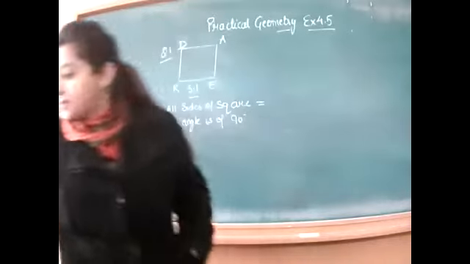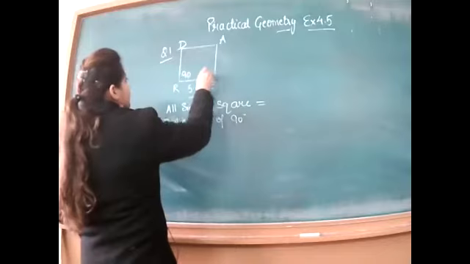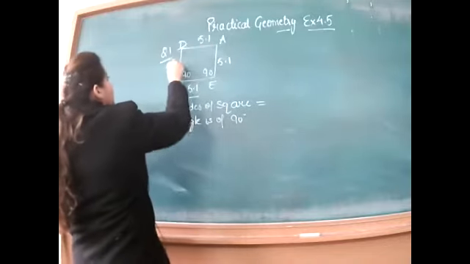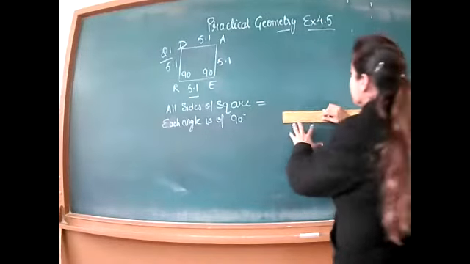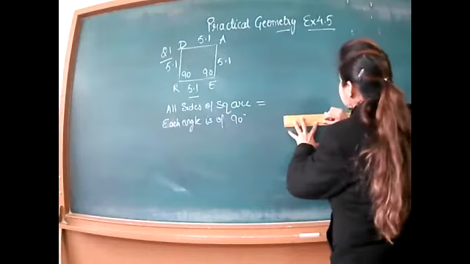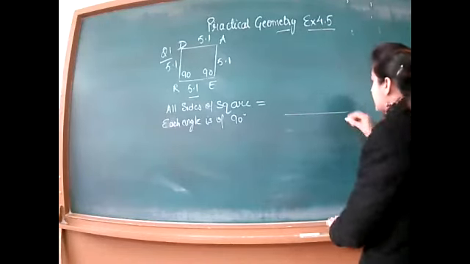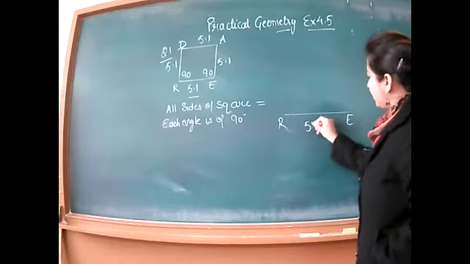So you will use this property and you will draw a square. You will start with the base. This is 90, this is 90. This is 5.1, 5.1, 5.1. So you will start with the base. You will make here 5.1 centimeter. Then you will name it RE, which is 5.1.